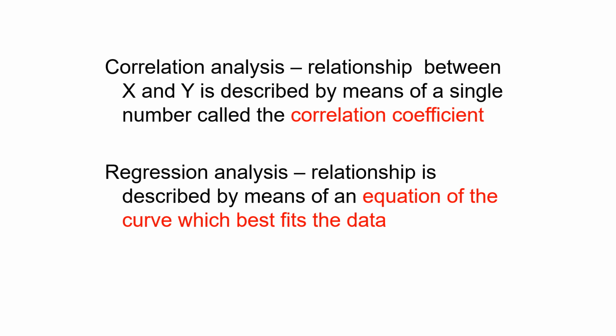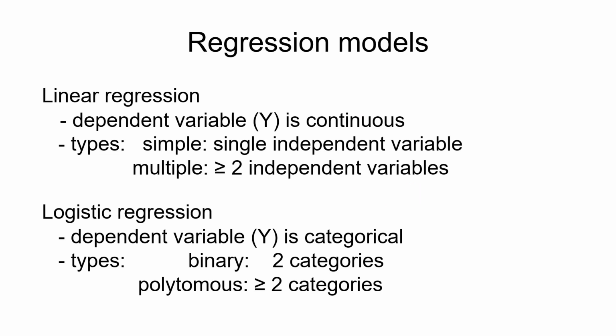In regression analysis, the relationship is described by means of an equation of a curve, which best fits the data. It involves determining an equation for predicting the values of the outcome variable from the values of the explanatory variables. The outcome in linear regression is continuous. If there is a single dependent and independent variable, it is known as simple linear regression. When two or more independent variables are considered simultaneously, the technique is called multiple linear regression.